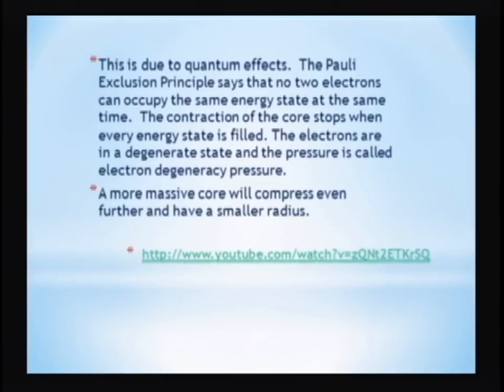That's due to what's called quantum effects. If you remember your chemistry, something called the Pauli exclusion principle. And that says no 2 electrons can occupy the same energy state at the same time. And so once I get all those electrons into the lowest energy level possible, then they're there and they don't want anybody else sharing their same space. And so that's what we talk about when we talk about electron degeneracy pressure. Now, if you have a more massive core, then it can compress even further and have a smaller radius until you simply can't get those electrons any closer.